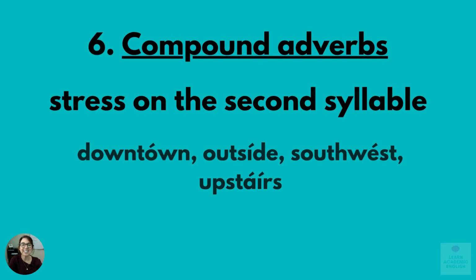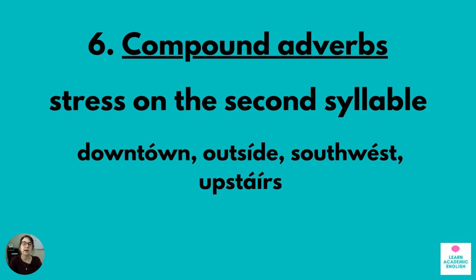All right, let's look at the next rule, which is about compound adverbs. Compound adverbs, like the one we just saw, reflexive pronouns, have stress on the second syllable. A compound adverb is a word like downtown, where we have two words that come together and they form an adverb. They show us where something is, okay? Downtown. She lives downtown. Where are you going? We're going downtown. Outside.